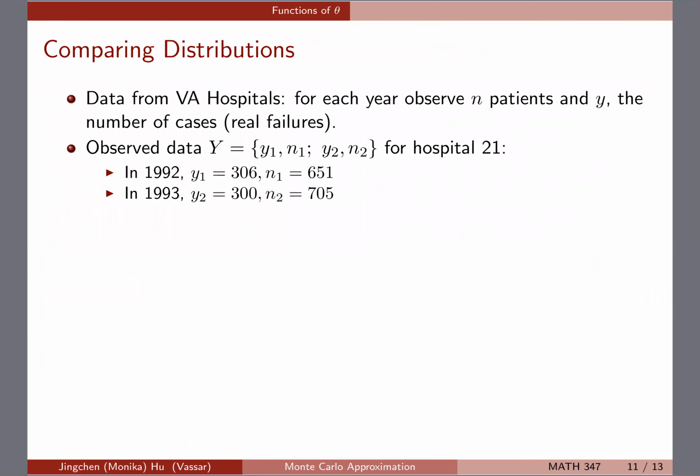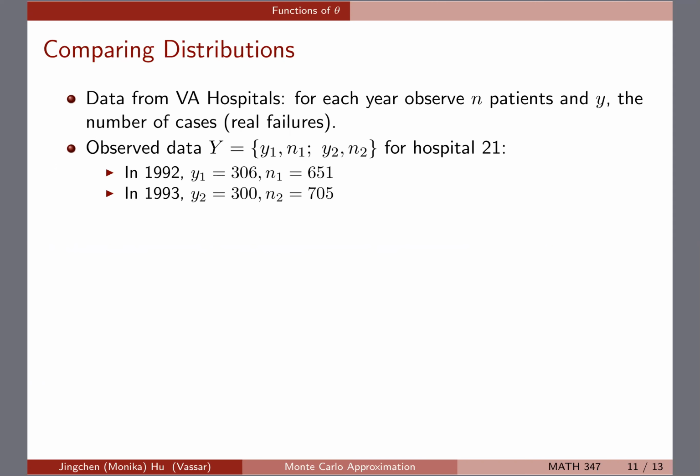Another thing I want to cover is, so far we've been working with just one sample, especially with the beta binomial case, right? We just have one sample and then we try to summarize that. Sometimes you might have multiple. Say in this case, suppose we get data from a particular disease, like the cases of failures from a VA hospital, and then we have 2 years in a row of the data. So each year, you have a number of patients, which is N1 and N2, and then the number of cases, which is real failures, Y1 and Y2. Okay, so now you have these two.